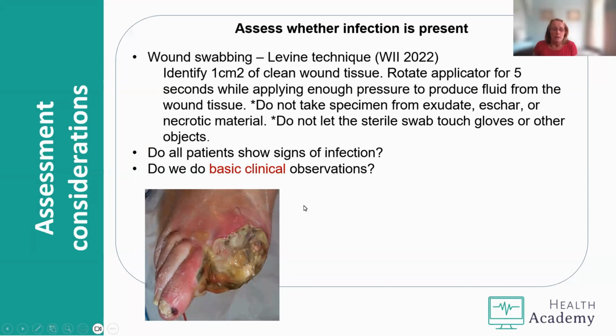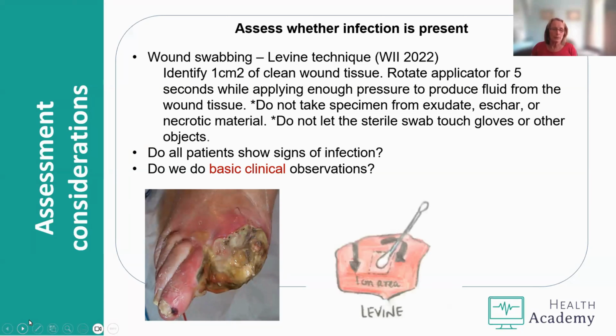And do we do baseline observations? That's one thing that's really important. I was involved in many safeguarding incidences over my career in tissue viability. And in most of those, it was clearly noted that even though it was recognized that the wound was infected, we actually didn't take baseline observations. And wound infections can cause sepsis.